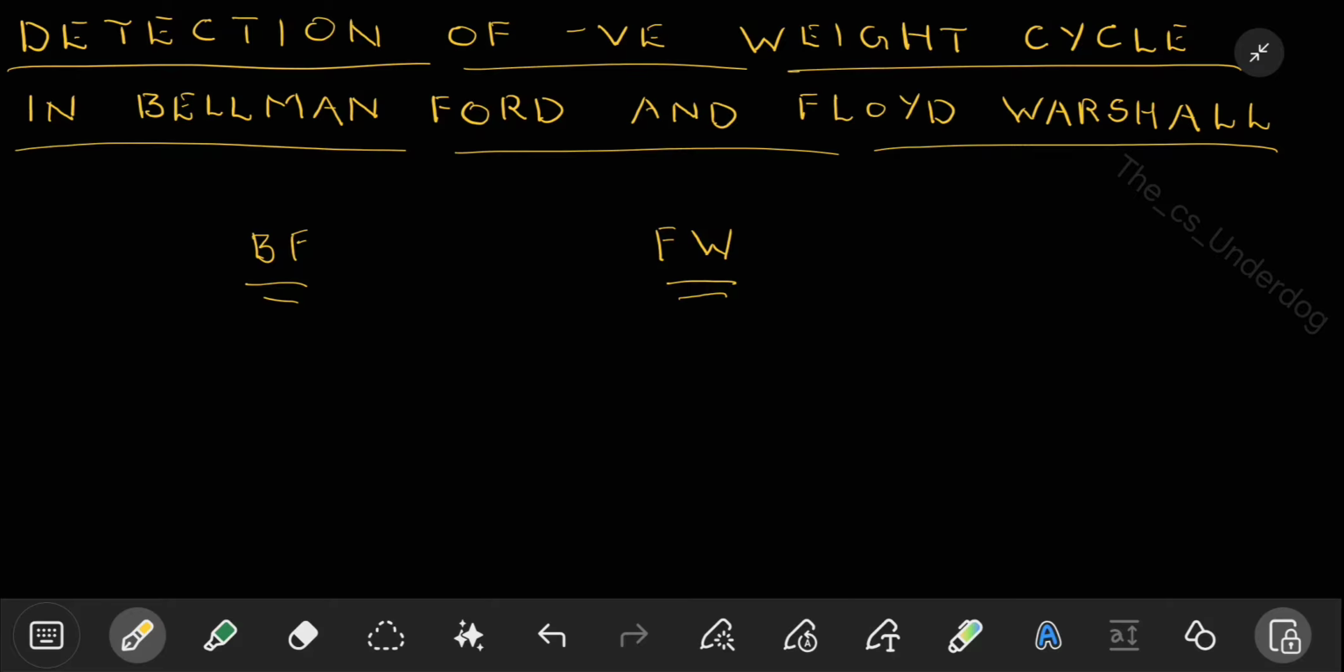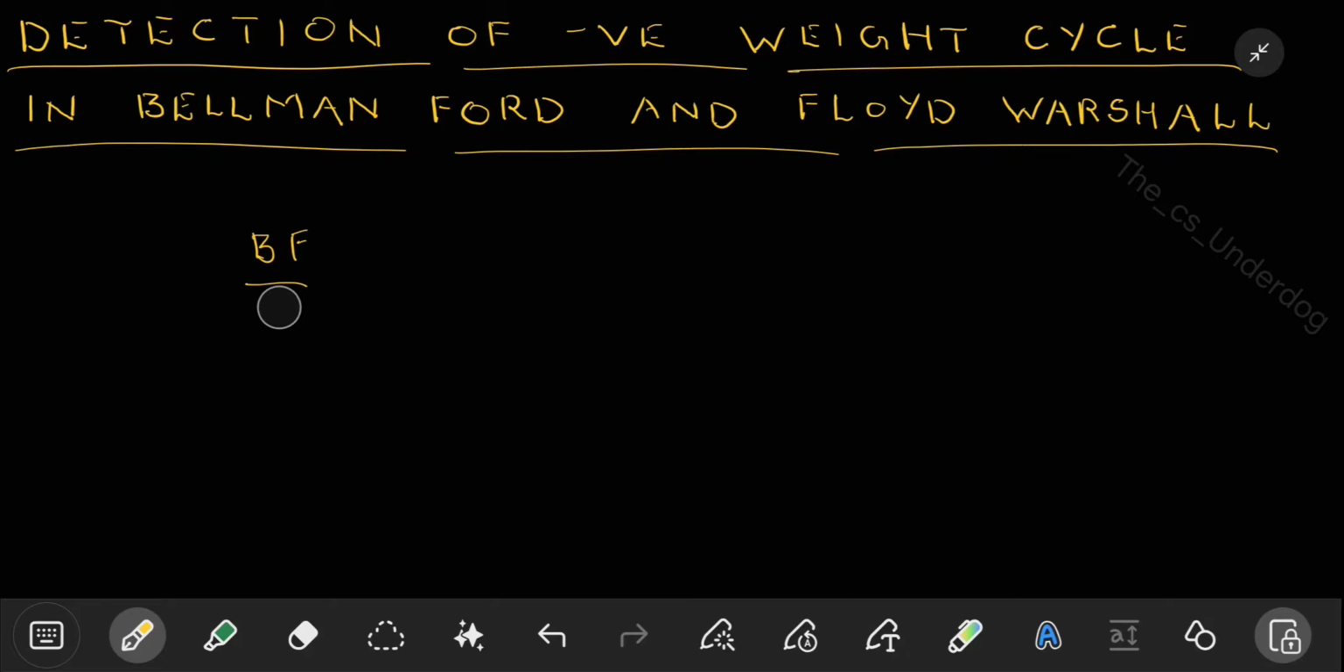Both of these are graph algorithms which are useful for finding the shortest paths. But while we are detecting a negative weight cycle, the logic that we are using is different in both of these. This is what we are going to compare here. Okay. First, let us take Bellman Ford.